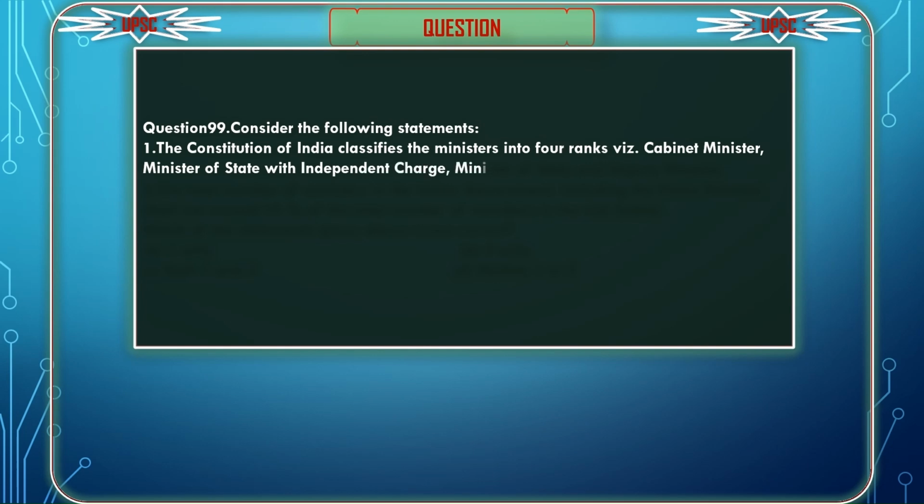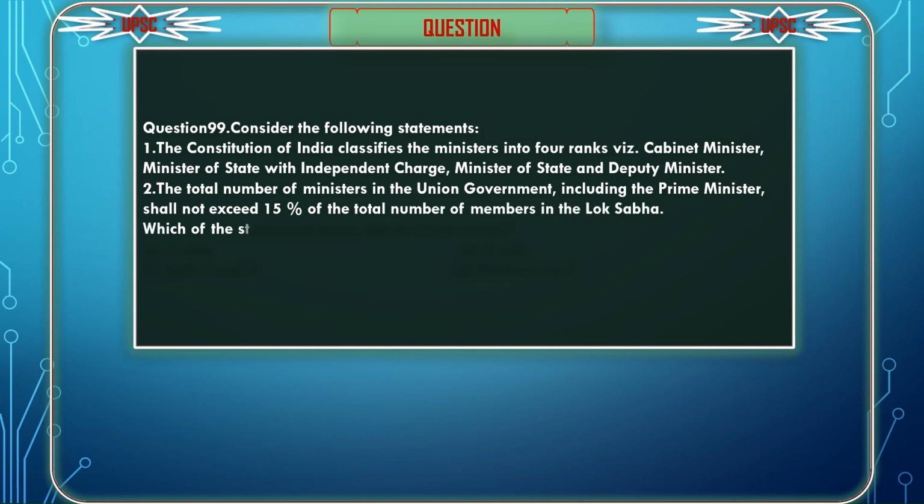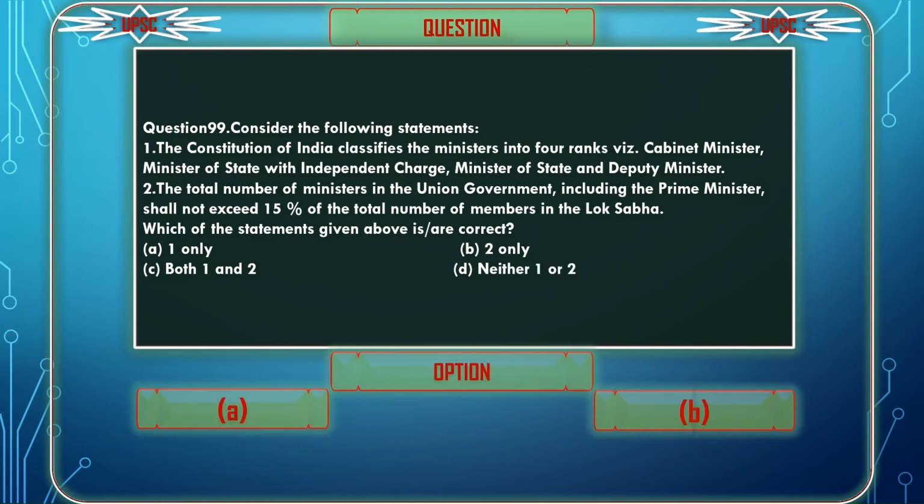Question 99. Consider the following statements. 1. The Constitution of India classifies the ministers into 4 ranks, viz. Cabinet Minister, Minister of State with independent charge, Minister of State, and Deputy Minister. 2. The total number of ministers in the Union government, including the Prime Minister, shall not exceed 15% of the total number of members in the Lok Sabha.